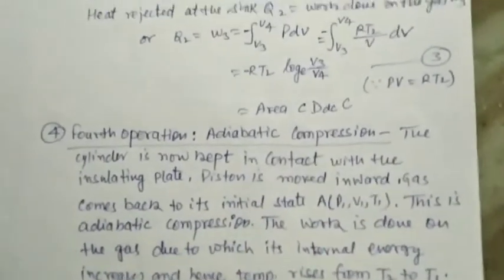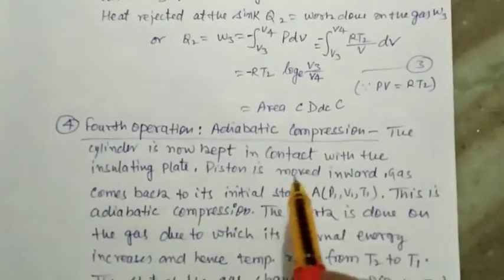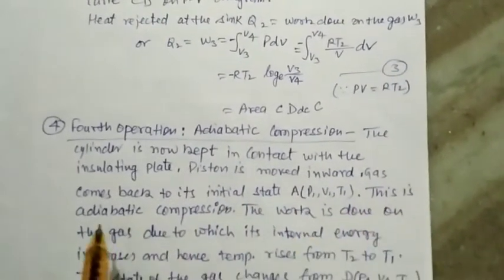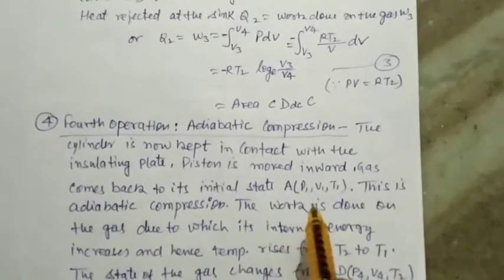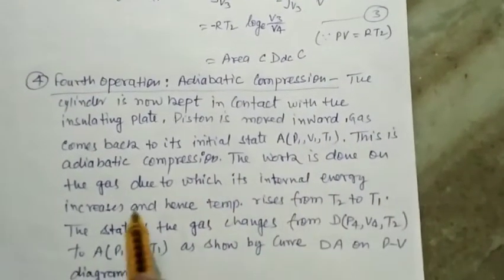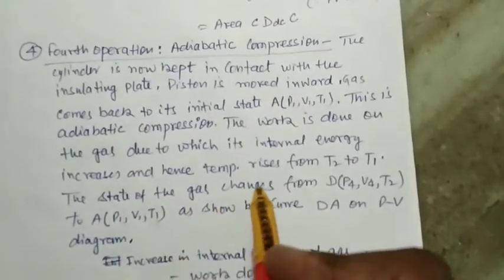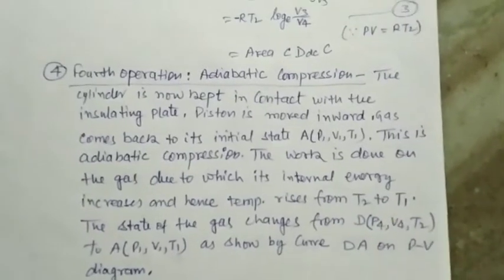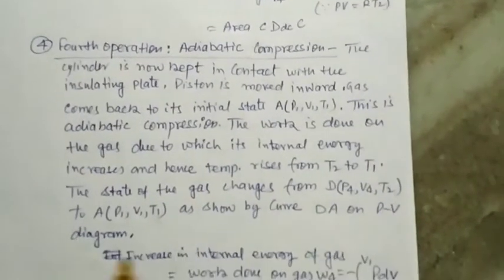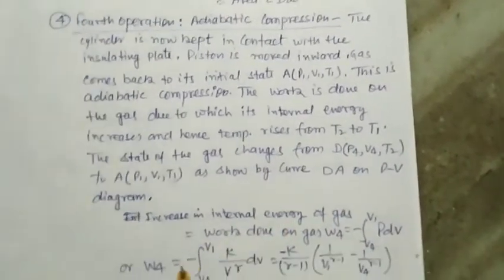Now the last, that is the fourth operation, adiabatic compression. The cylinder is now kept in contact with the insulating plate. Piston is moved inward. Gas comes back to its initial state A (P1, V1, T1). This is adiabatic compression. The work is done on the gas, due to which its internal energy increases and hence temperature rises from T2 to T1. The state of the gas changes from D (P4, V4, T2) to A (P1, V1, T1), as shown by the curve DA on the PV diagram.